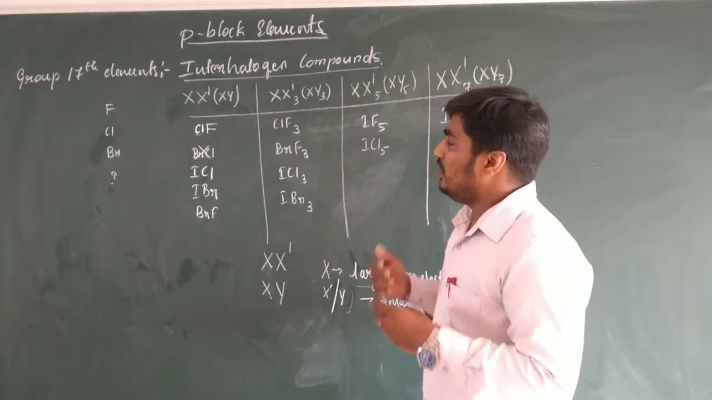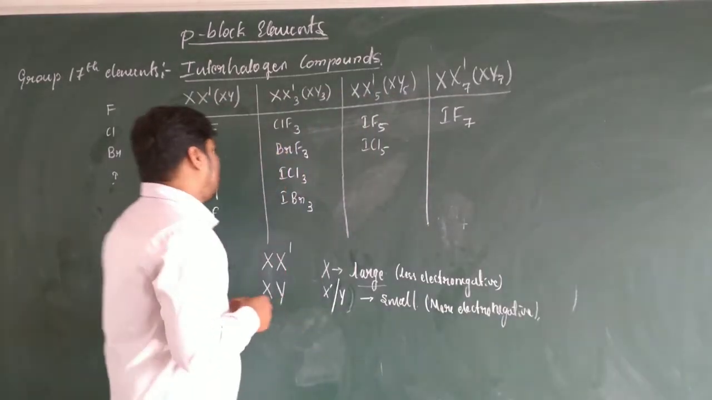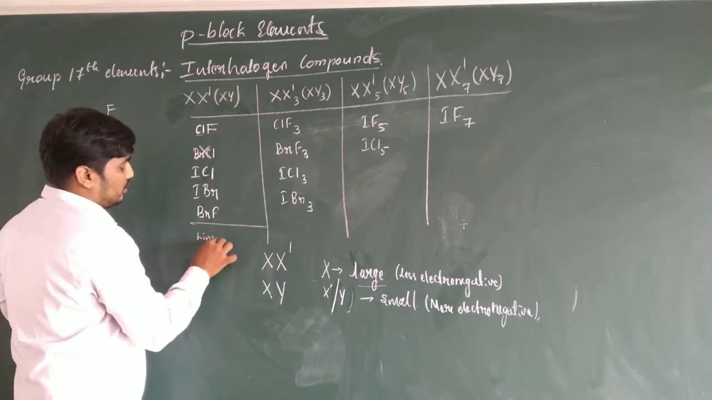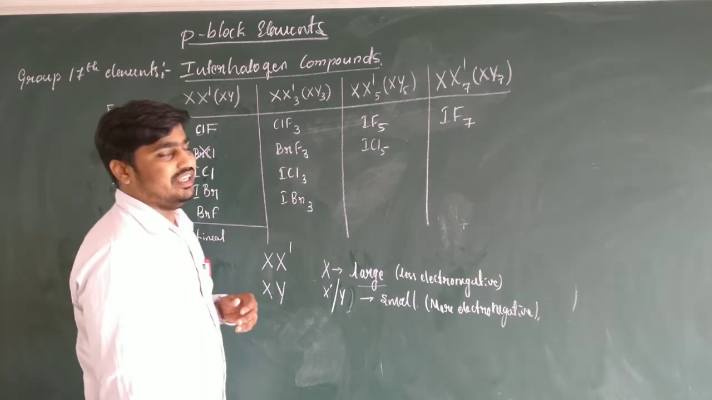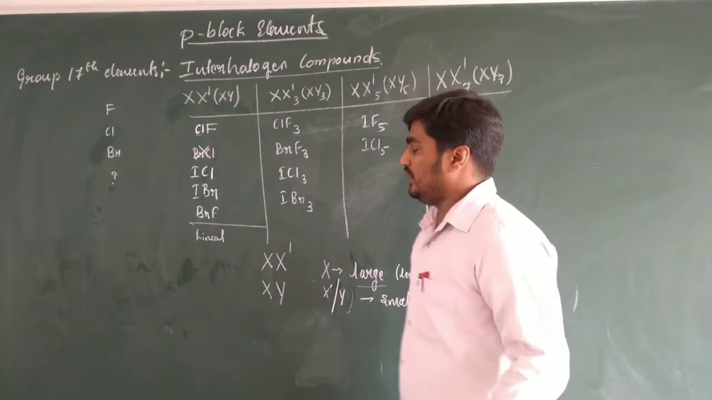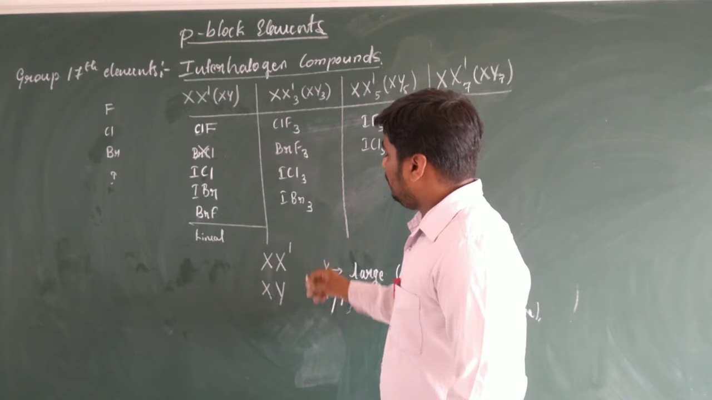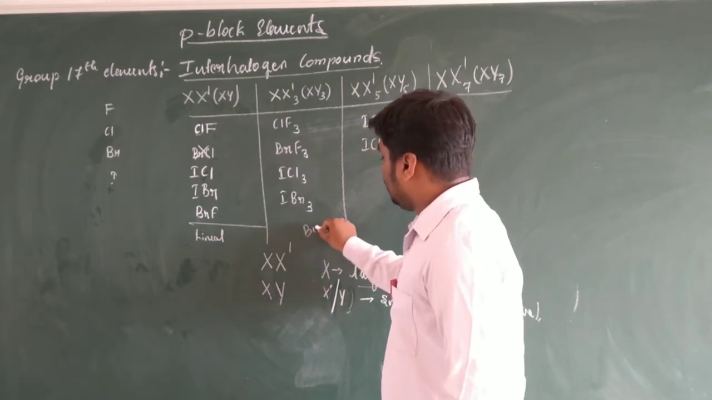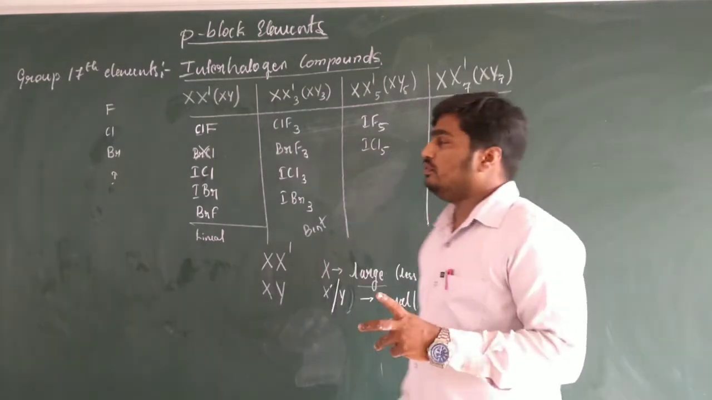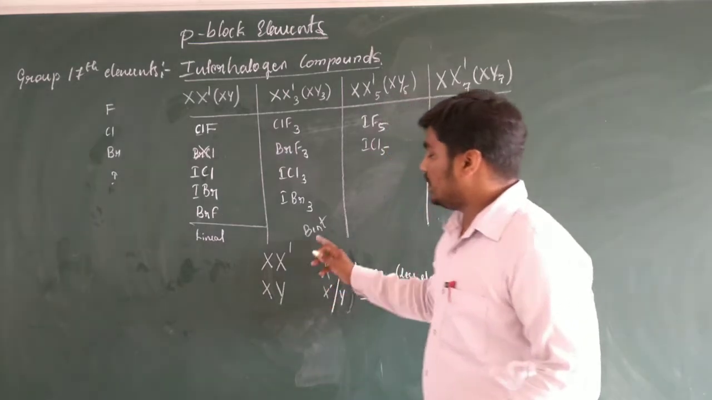Then what are the different properties? The structural property. When you observe the structural property, in all these cases we observe a linear structure. These are all linear. Linear means a straight line with bond angle 180 degrees. Next, for XX3 dash or XY3 type interhalogen compounds, here we observe a bent shape.